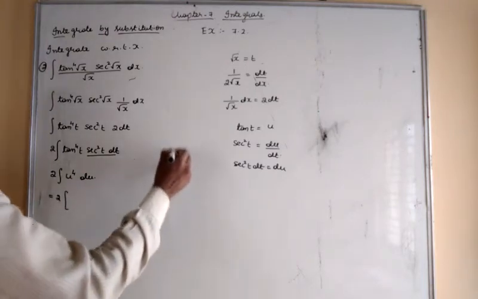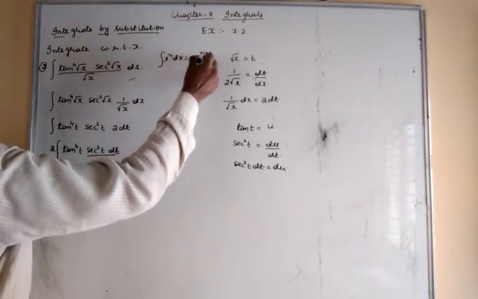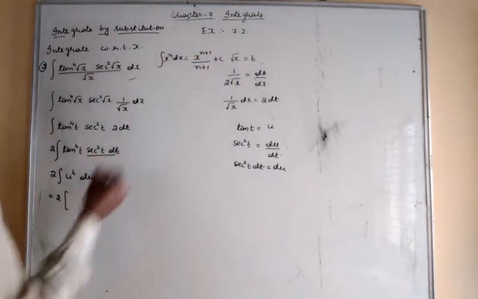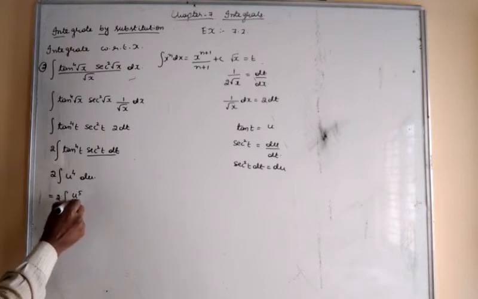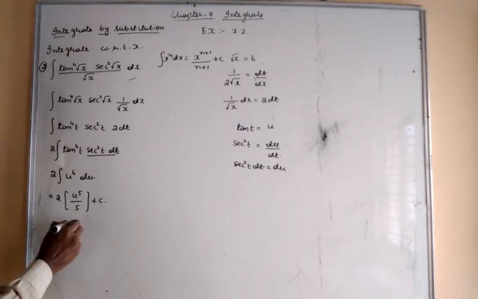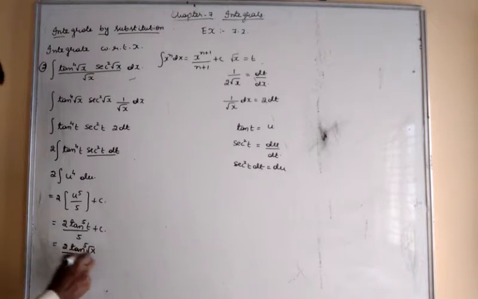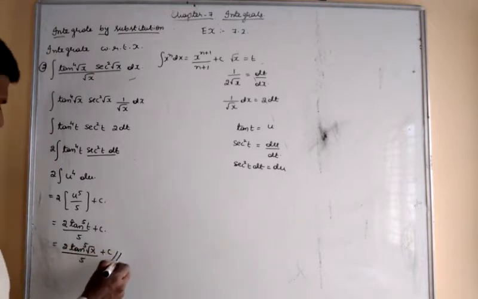You know that integration of x to the power of n with respect to x is x to the power of n plus 1 by n plus 1 plus c. So if you integrate, u to the power of 5 by 5 plus c, then we can substitute 2 times tan t to the power of 5 by 5 plus c in the place of u. In the place of t, we have to write root x. So if you substitute, 2 tan to the power of 5 root x by 5 plus c. So this is the answer.